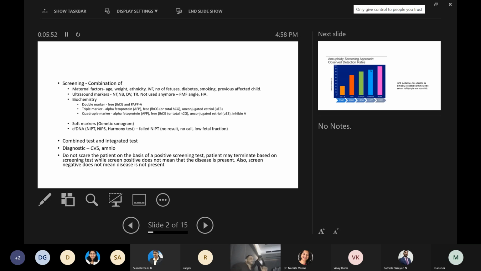So we'll stratify the risk as low, intermediate, and high risk. And depending on which category the patient falls, we offer them the diagnostic test, CVS and amnio.